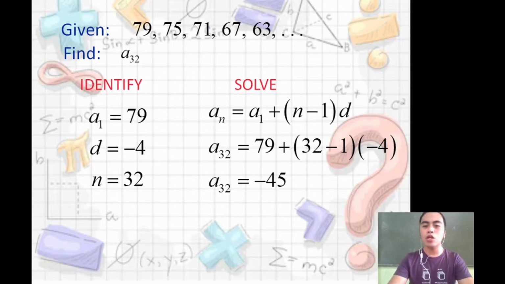is equal to your first term, which is 79, very good, plus the quantity of your n, which is 32 minus 1, multiplied by negative 4, which is your common difference, and it will give you an answer of a sub 32 is equal to negative 45. So it means that the 32nd term of this arithmetic sequence is negative 45. Very good.